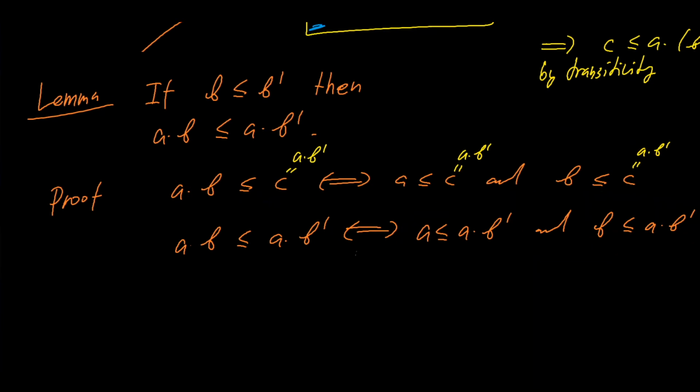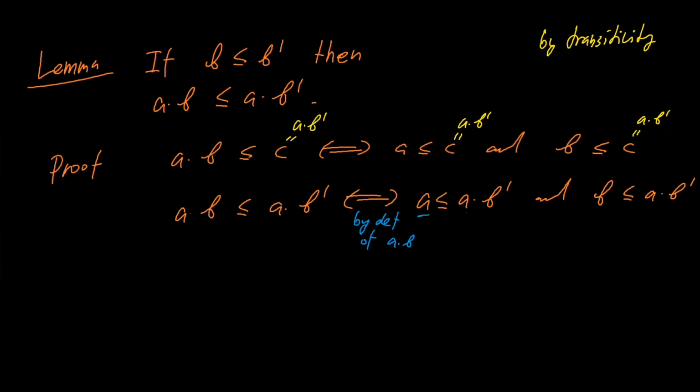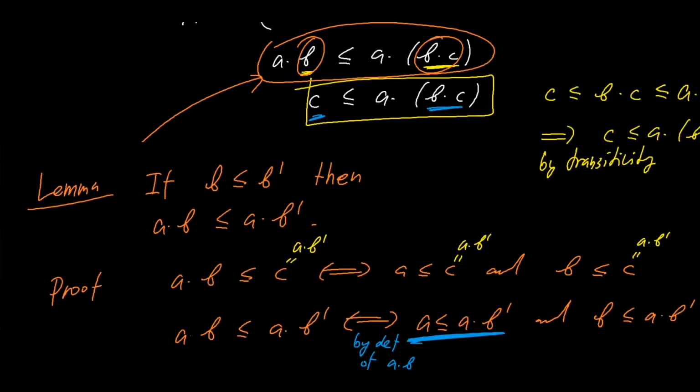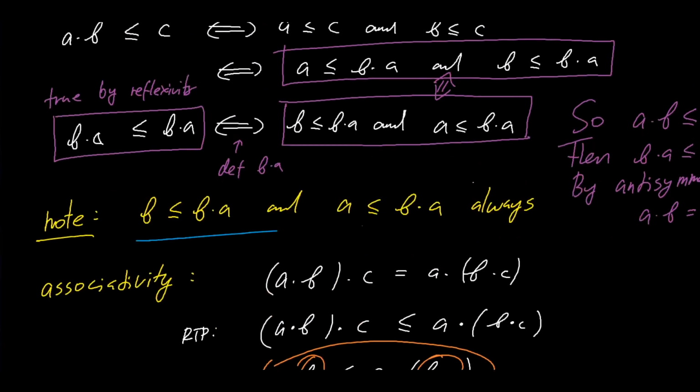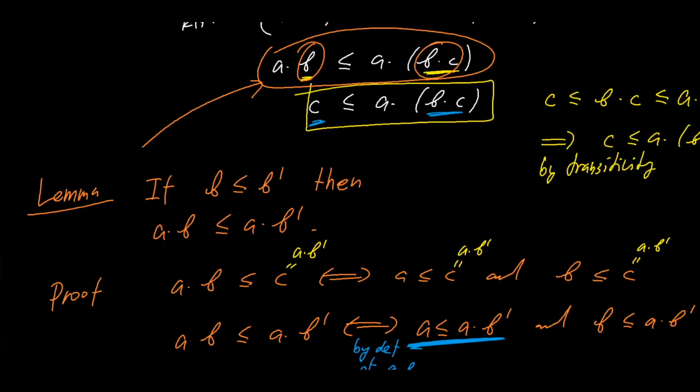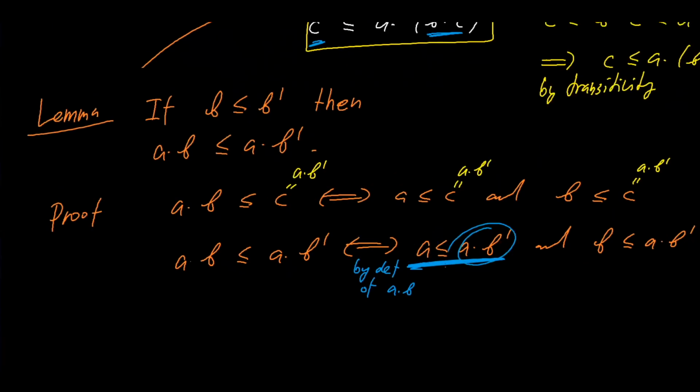Why? Because they are equivalent by definition of A dot B, right? If we look at this left side here, this is again by the note we made here. You see that a factor is always less or equal to the product. What about this one? How can we get that? Any ideas here? How can we prove this is the remaining ingredient? How can we prove that?